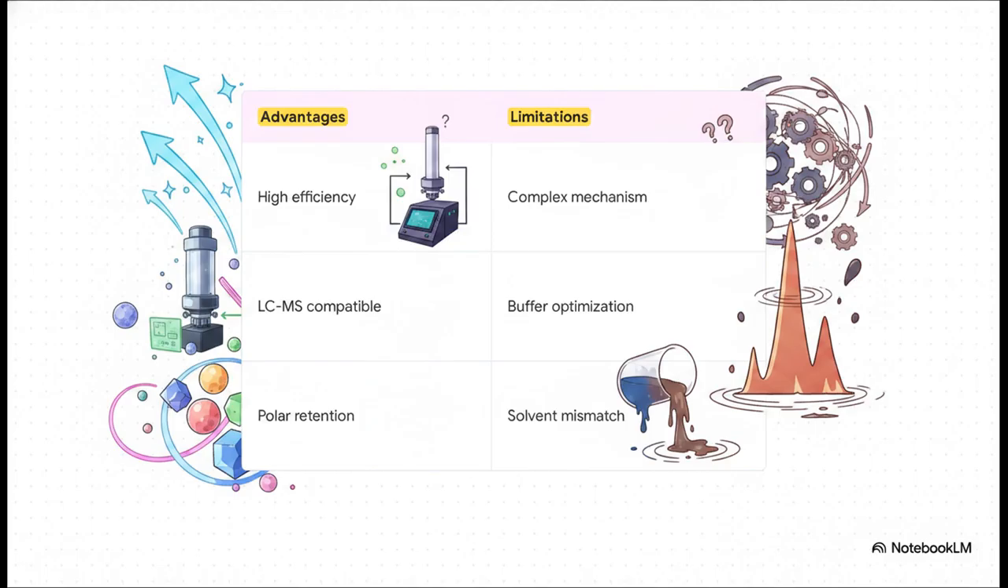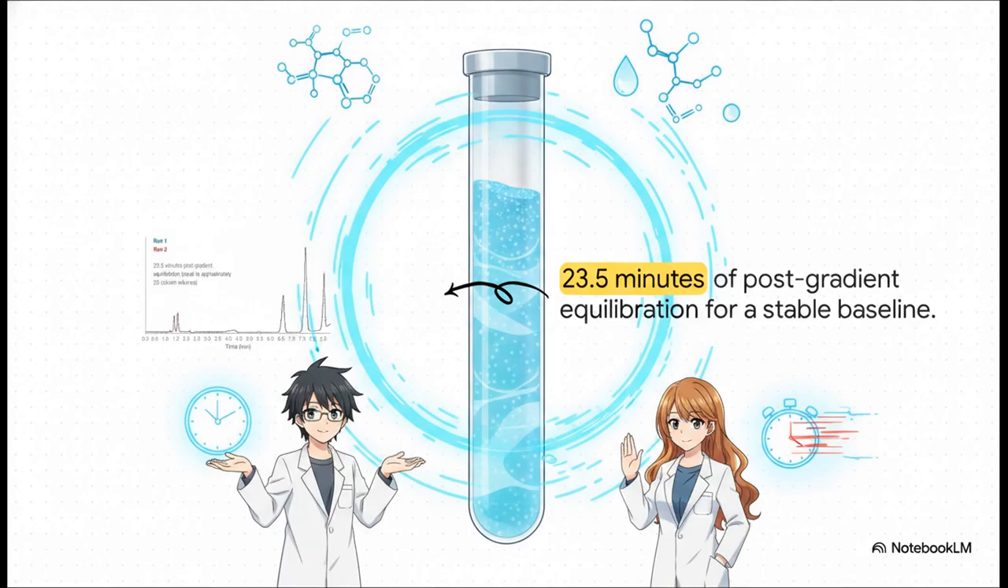Those complex retention mechanisms mean method development can be tricky. You have to really dial in your buffer optimization. Plus, HILIC is notoriously sensitive to sample-solvent mismatch. If your sample is dissolved in too much water, say goodbye to your peak shapes. They will completely distort. And we have to talk about the most famous limitation, equilibration time.